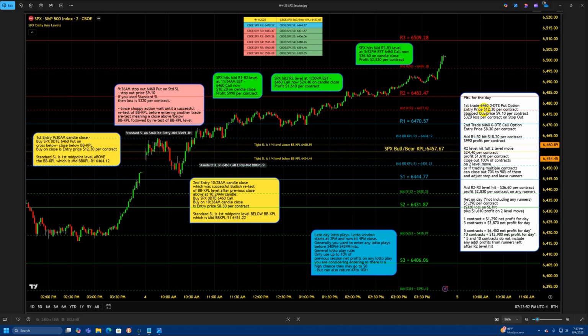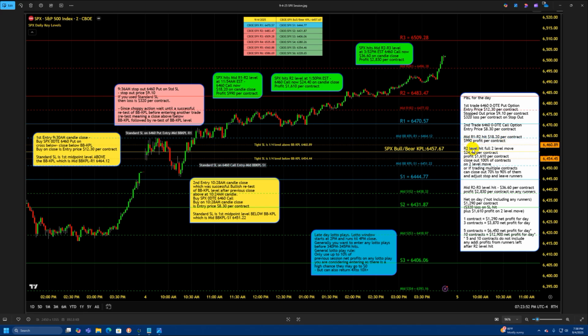Entry price was $12.30. We got stopped out at $9.10, a $320 loss. The second trade was the 6460 call option. The entry was $8.30. When it hit mid R1, R2, it was $18.20 per contract at $9.90.